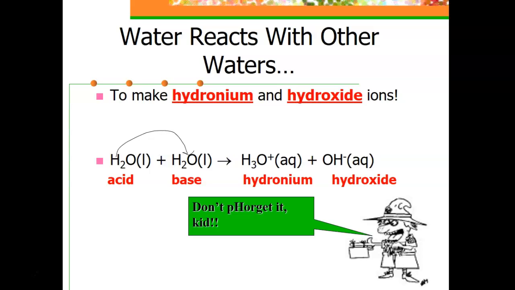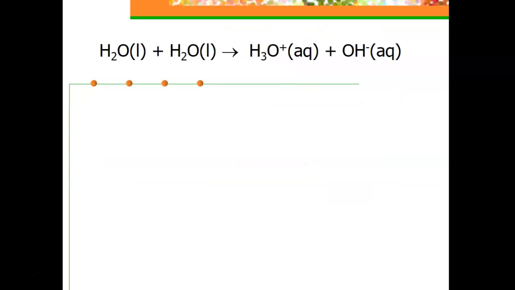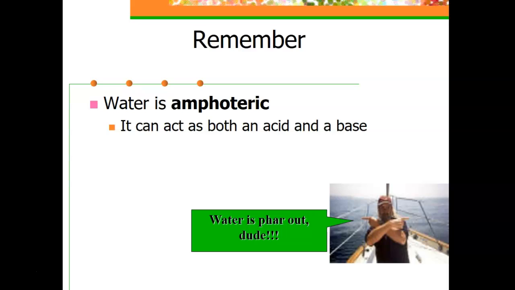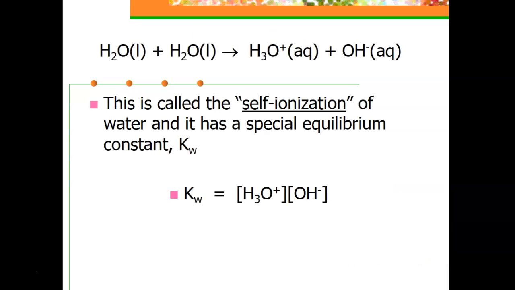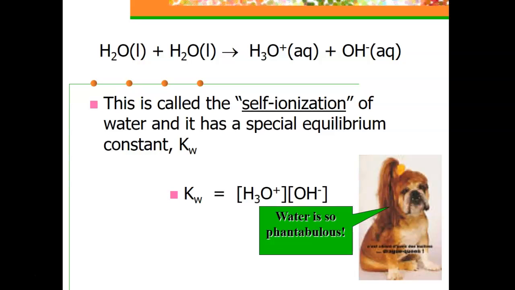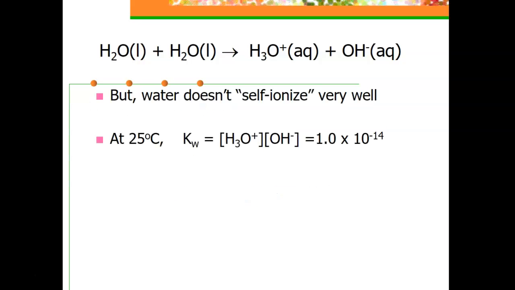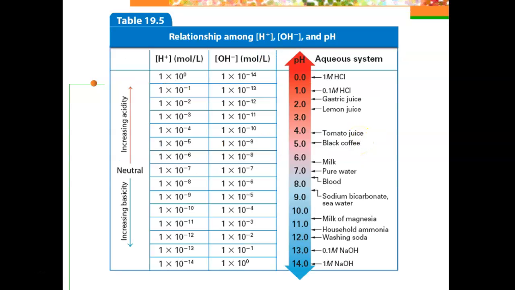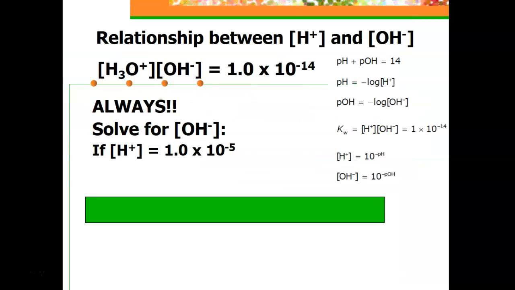All right? All right, so it says, remember water is amphoteric. It acts both as an acid and a base. And this is called self-ionization, which gives us an equilibrium constant called Kw. Hydronium times hydroxide equals 1 times 10 to the negative 14. Here is another formula that you have on your reference table. All right? It's always equal to that. Moving on. So let's try it out.